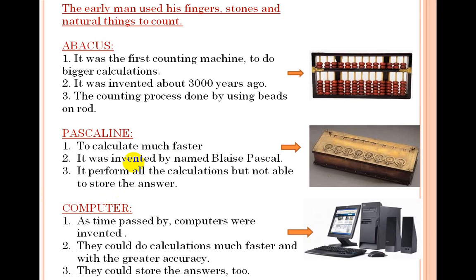Afterwards, computers were invented. As time passed, computers came into being. Now in our generation we are using computers and laptops. Many generations have been invented. They could do calculation much faster and with greater accuracy. And nowadays computers can also store the answers.